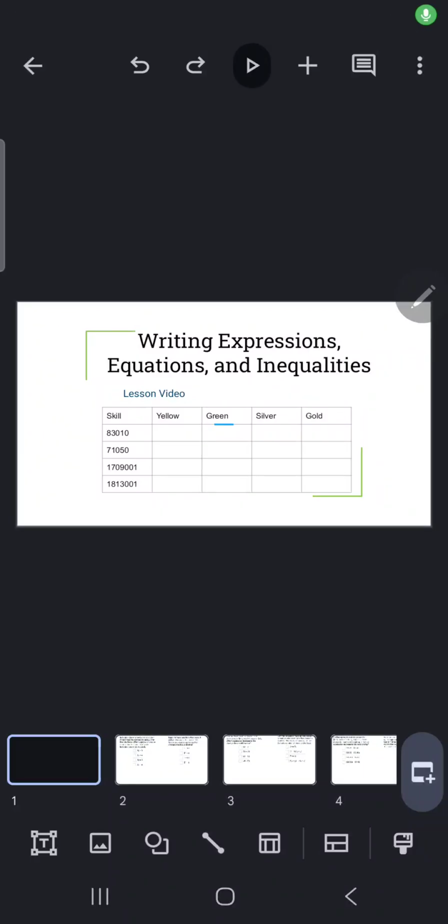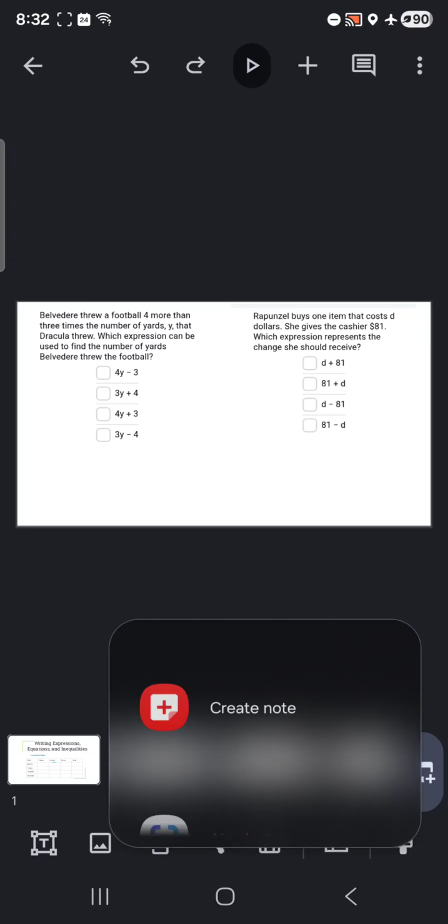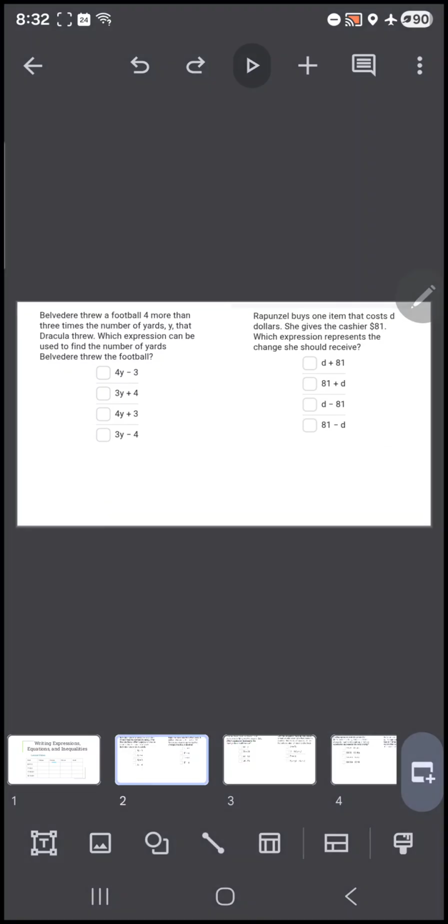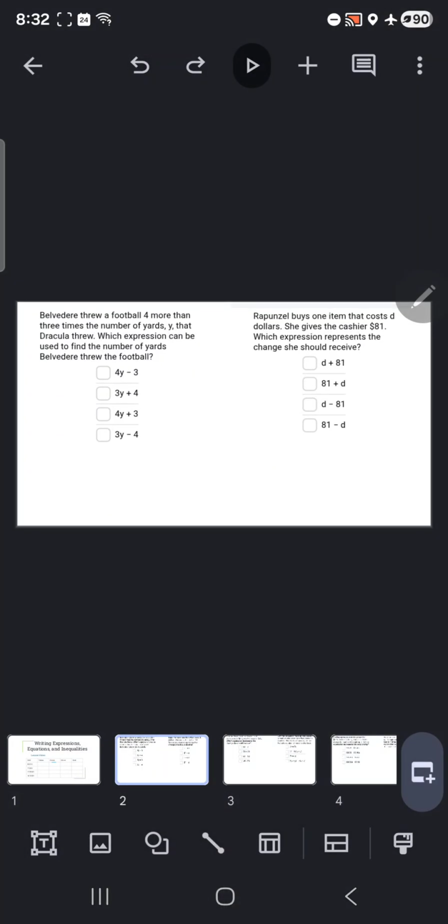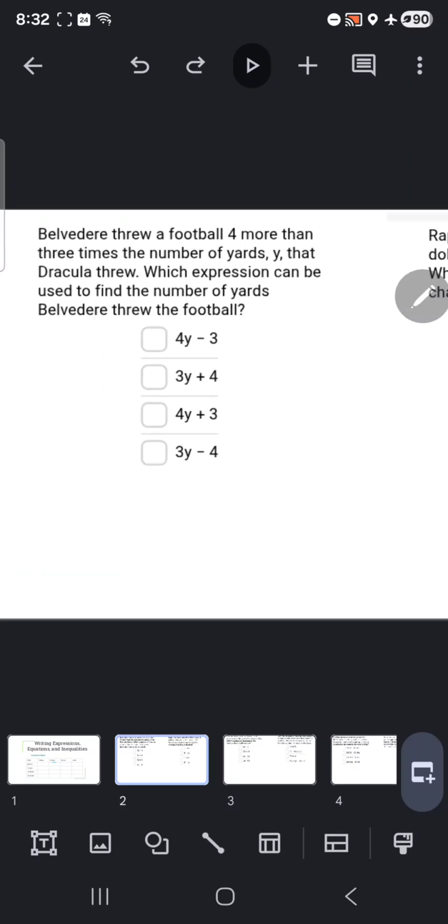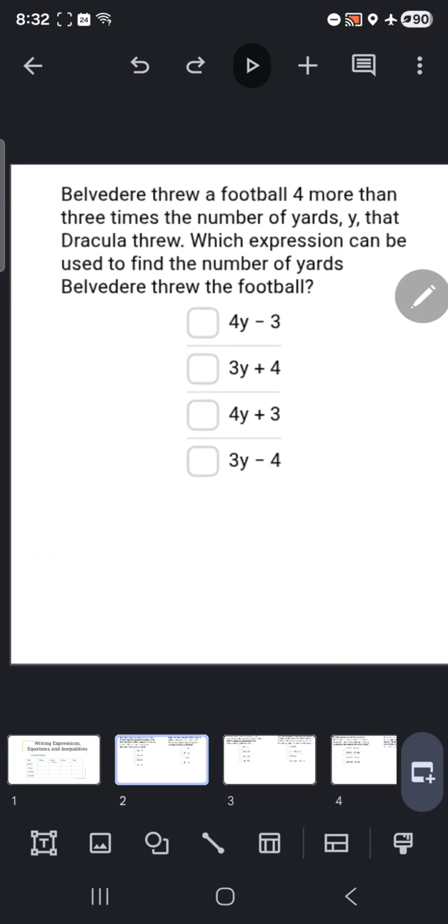Writing expressions, equations, inequalities. So let's take a look at our first two problems. What we're going to be doing in this lesson is taking a word problem and identifying how to write our variables and our numbers from the problem.